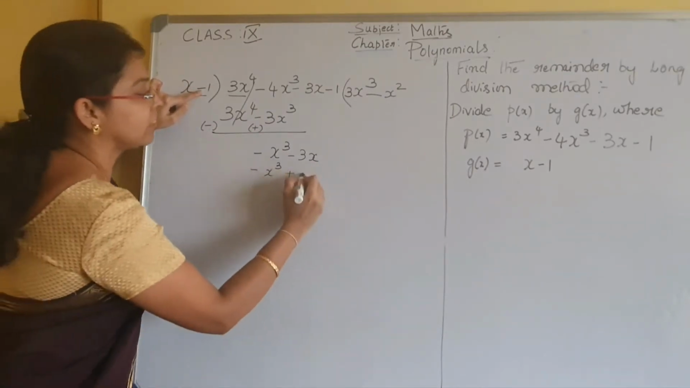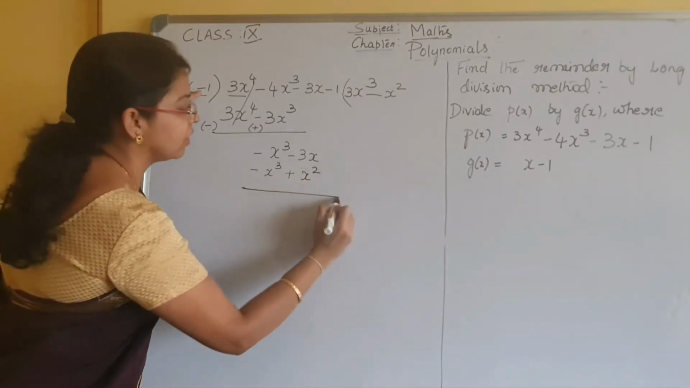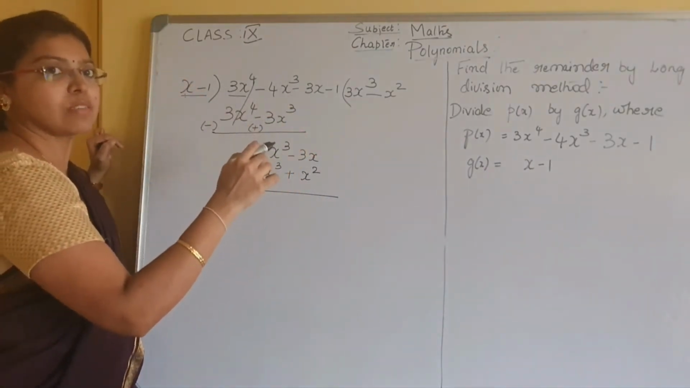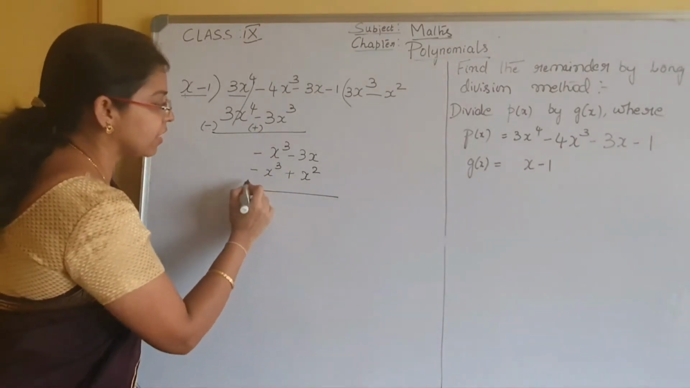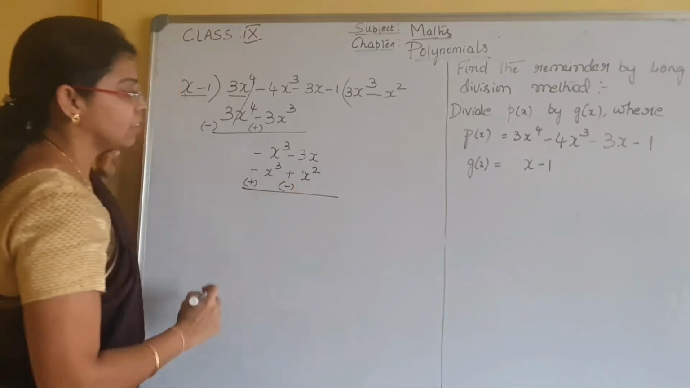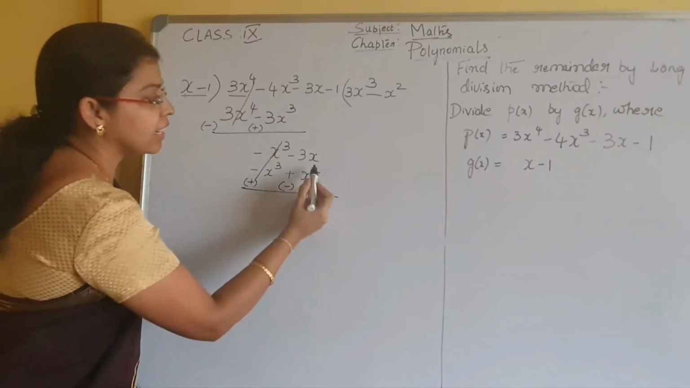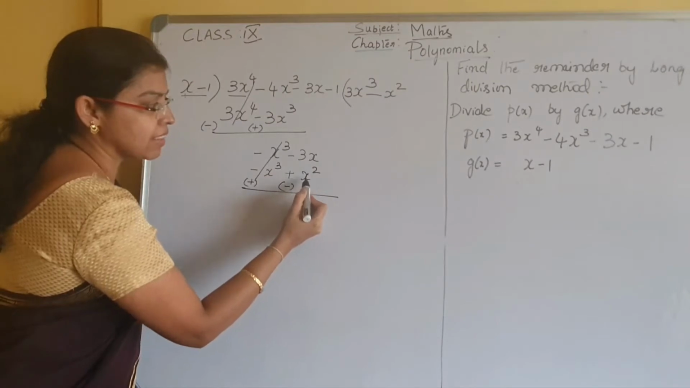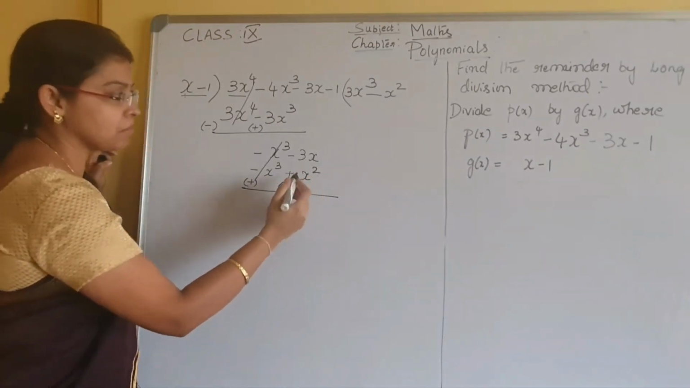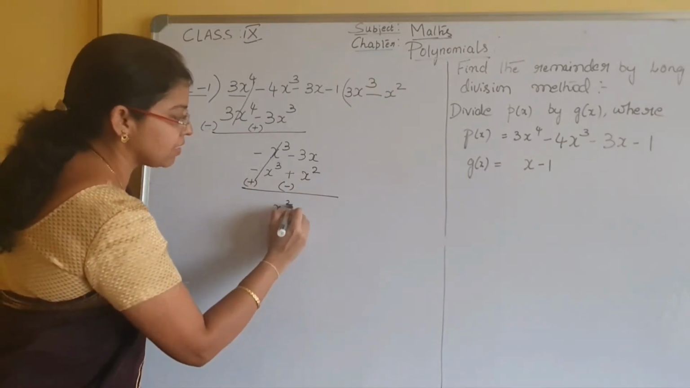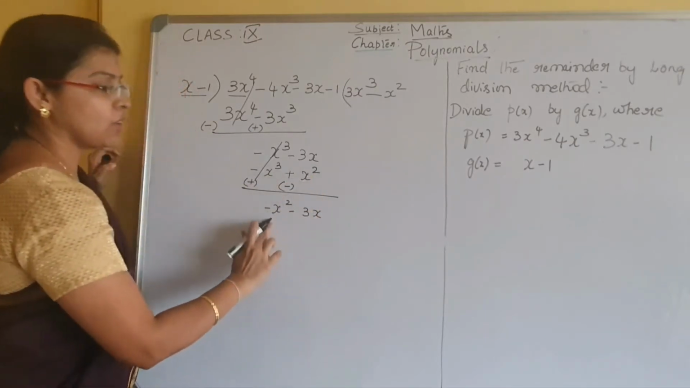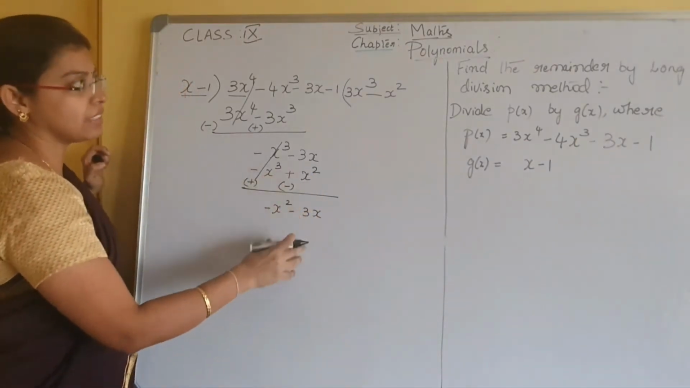X square. Here x square term is not there, so we will consider x square term as 0. First we will see here. Change the signs. And this gets cancelled. Here minus 3x and minus x square, are they like terms? They are not like terms. So write minus x square and minus 3x. You'll have to retain it the same way because they are unlike terms.